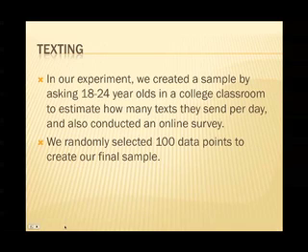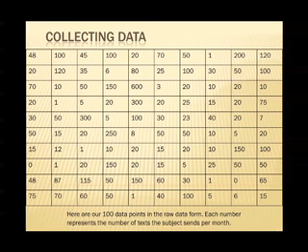For our experiment, we created an online survey as well as took a survey from our class. We got about 150 answers, and for the sake of this video, we randomly chose 100 answers to create our sample. When we first got our answers from the sample, which is called data, it was in raw form.